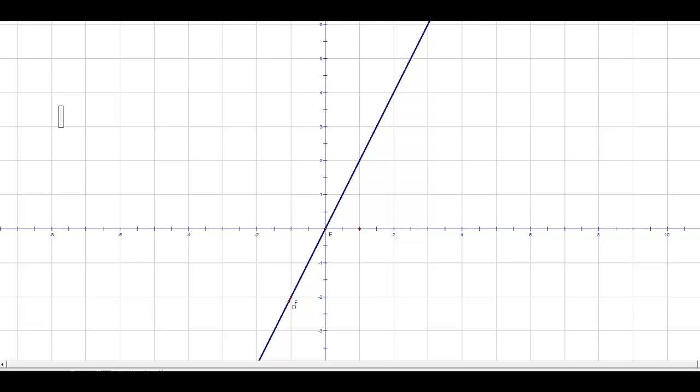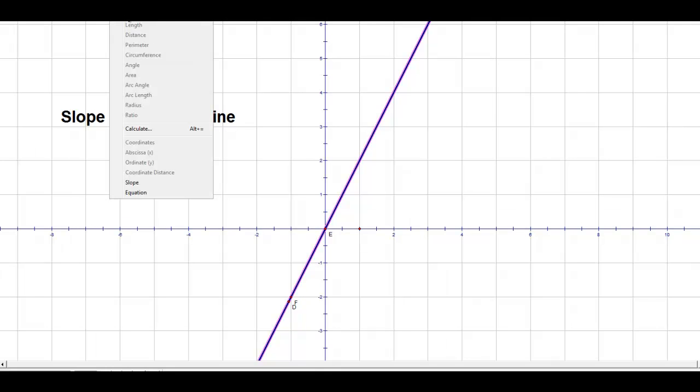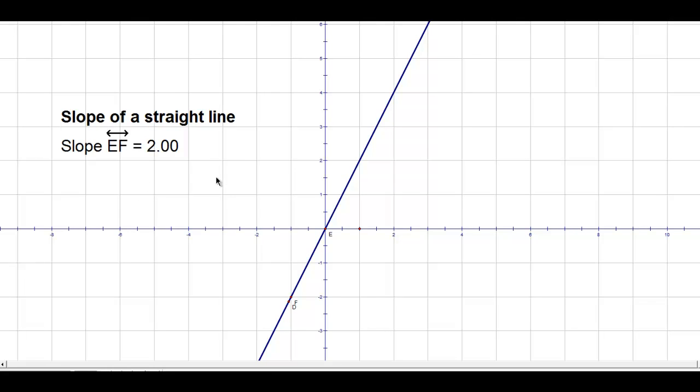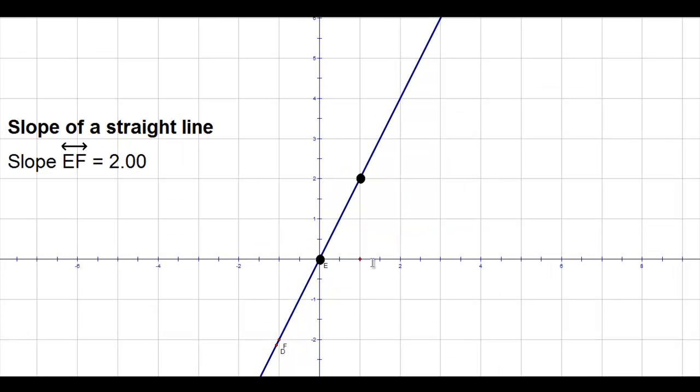So in this video, we are going to talk about the slope of a straight line. Say we measure the slope of this line, and I'm using this software called Geometer's Sketchpad. It tells me that the slope of this line is 2. So we are going to see what this measure, slope equals 2, means in the case of this straight line.